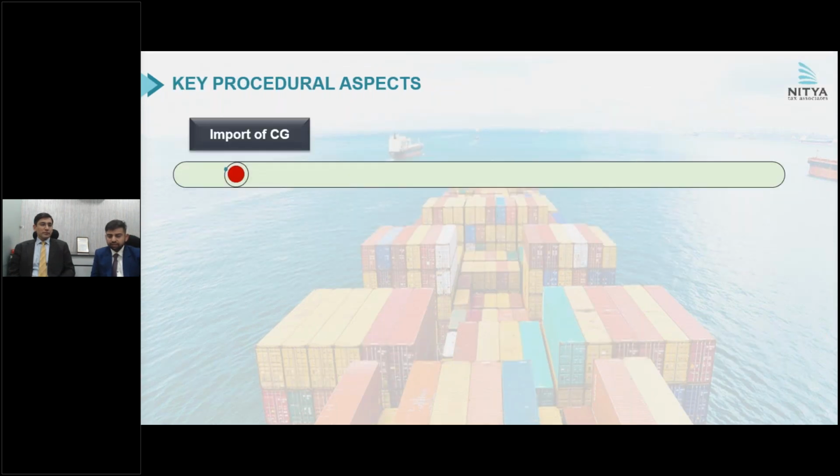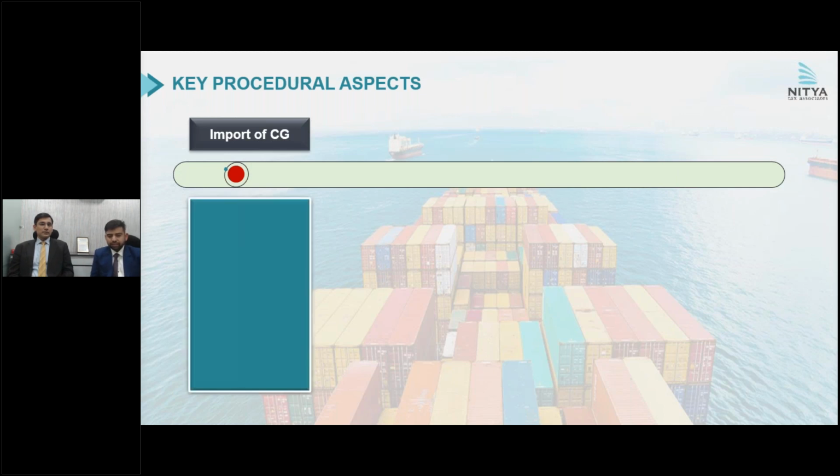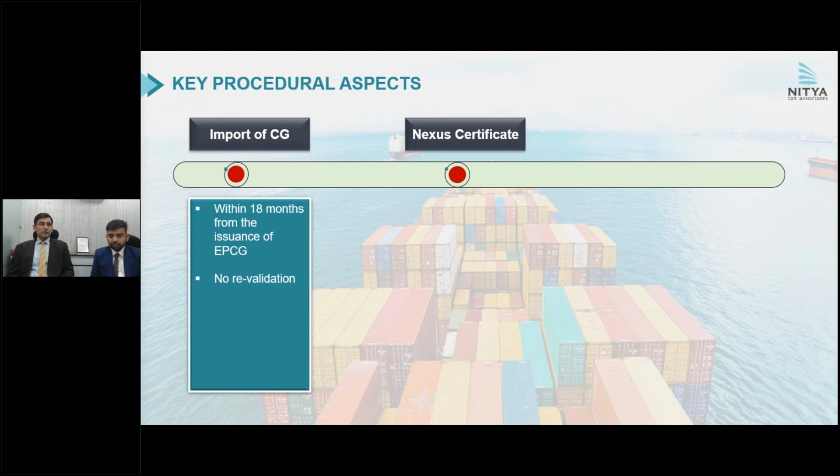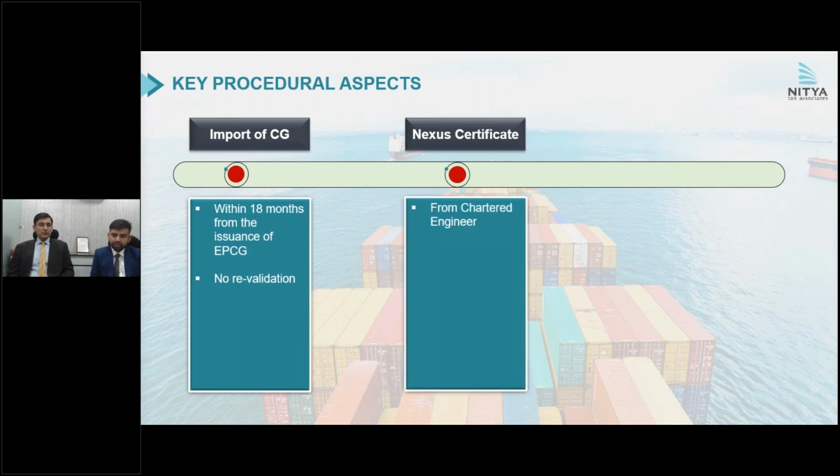So there are certain key procedural aspects which need to be fulfilled for this EPCG scheme. One is that import of capital goods must be done within 18 months from the issuance of authorization. Second is that there is no revalidation of the same. Another thing is that a manufacturer exporter needs to have this nexus certificate, which he needs to procure from the chartered engineer, that the machinery has been installed in the factory, etc.